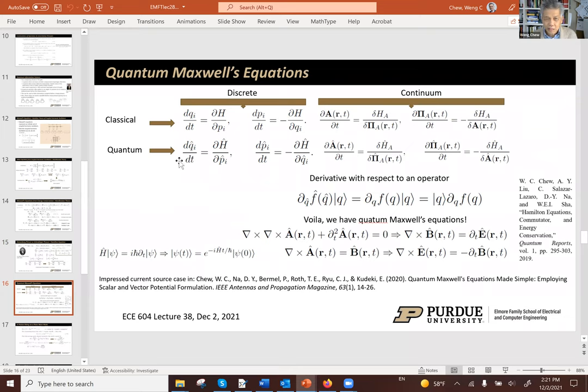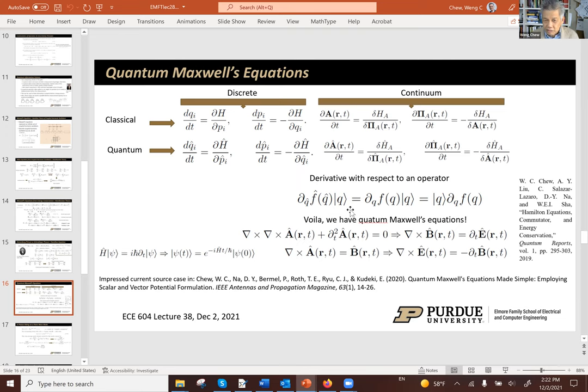So I'm trying to emphasize this. In the quantum world, take whatever you have learned in the classical world, replace all those numbers with operators, and you can get these equations of motion in the quantum world. But there's one catch. I never taught you how to take the derivative of an operator with respect to the operator. In control theory, you might have learned that, but I doubt not in electrical engineering courses that you have learned that.